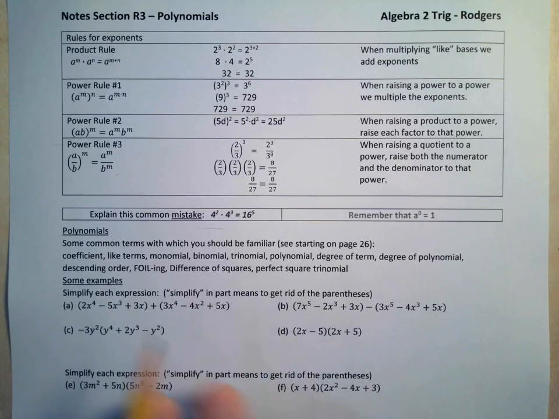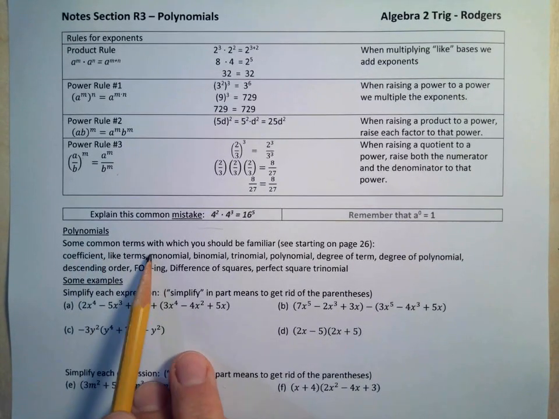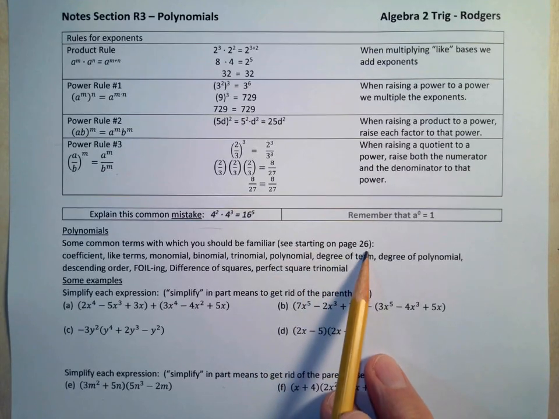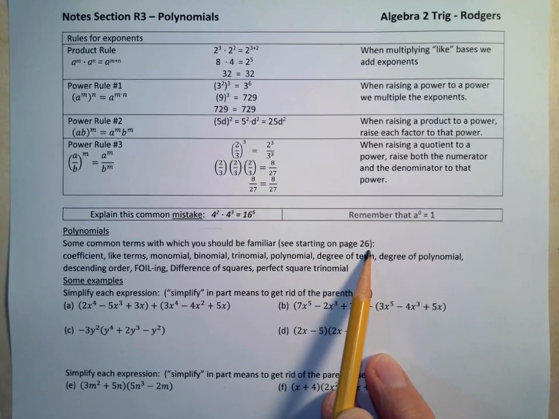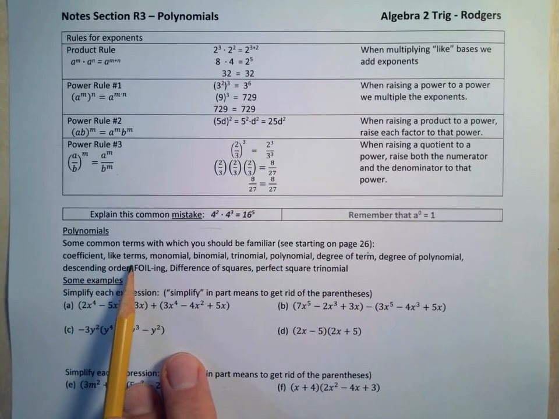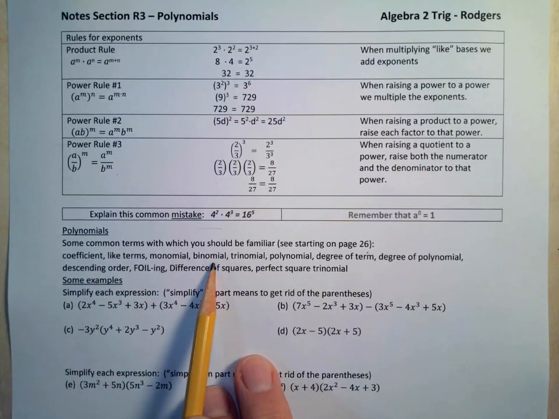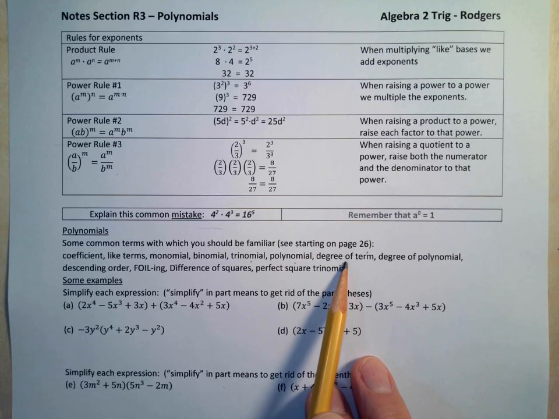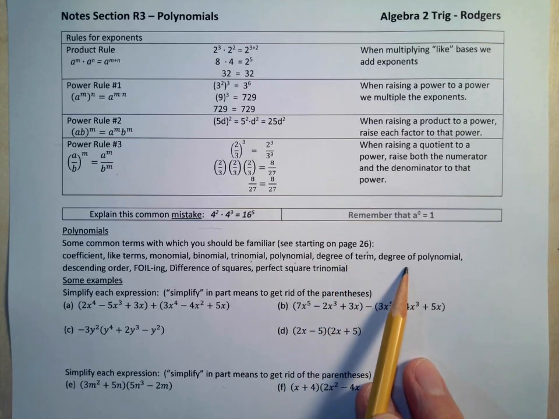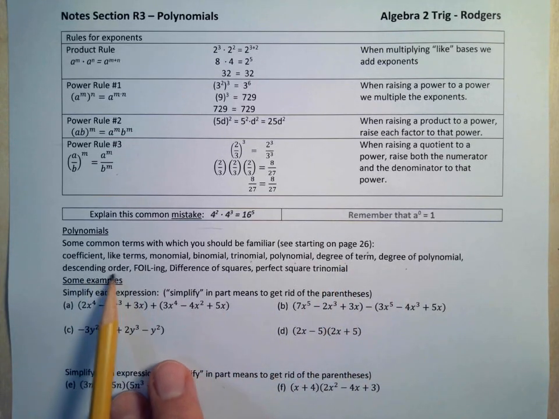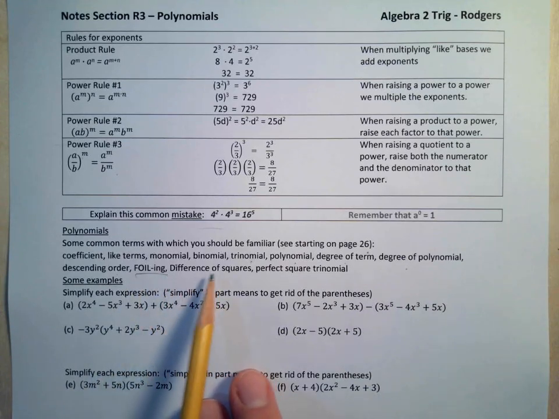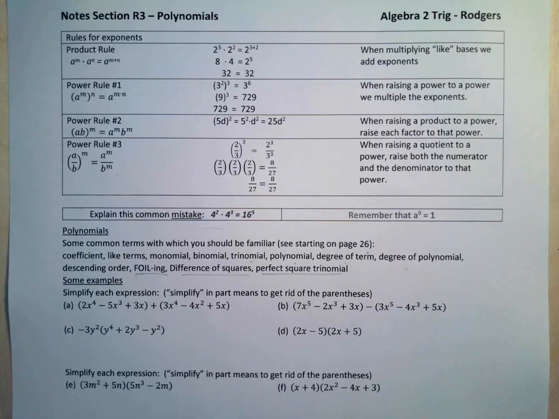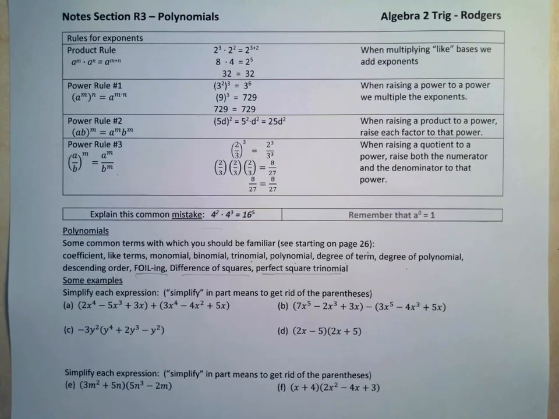Okay. Polynomials, some common terms, which you should be familiar with. See page 26 for some common terms. Terms like coefficient, like terms, monomials, polynomials, trinomials, degree of the term, degree of the polynomial, descending order, foiling, difference of squares, perfect square trinomials. Now some of these terms we're going to review and discuss.